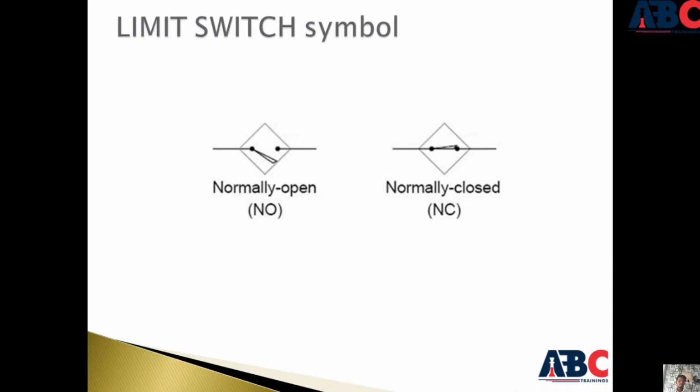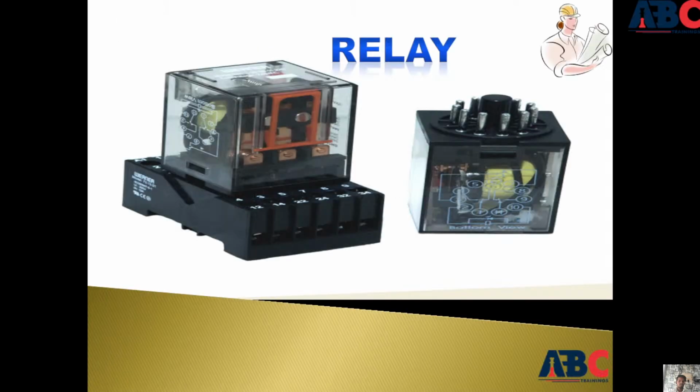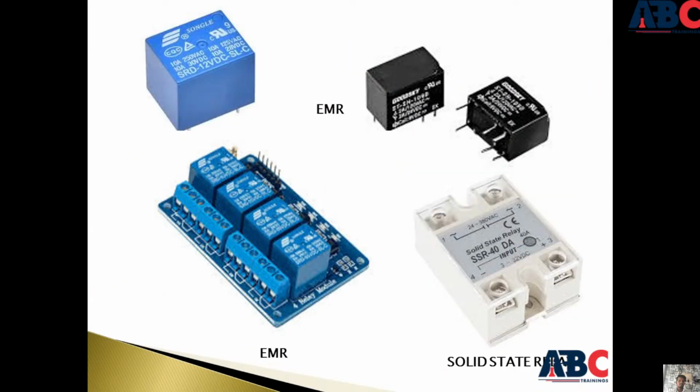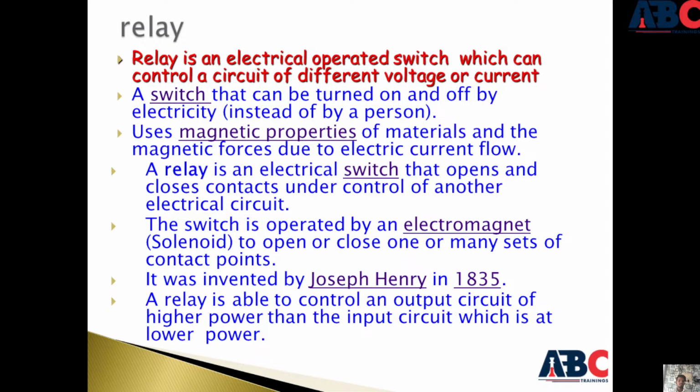These are the limit switch symbols. And next point is what is a relay. The types of relay: EMR, solid state relay. A relay is an electrically operated switch which can control a circuit of different voltage or current.